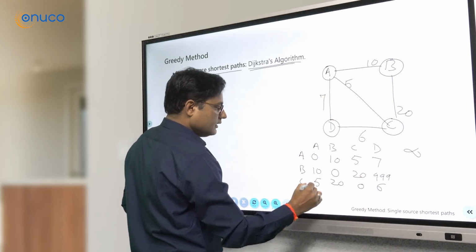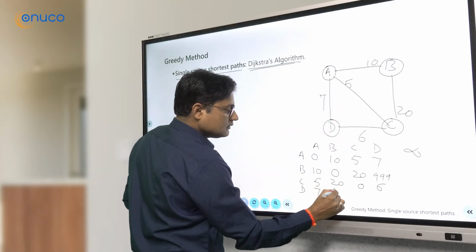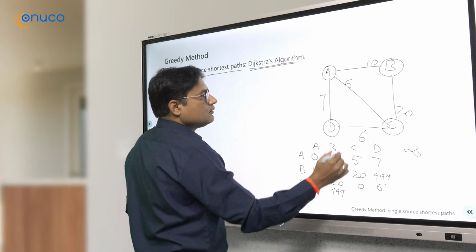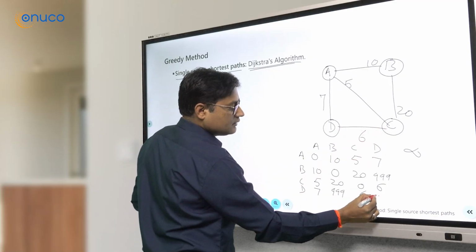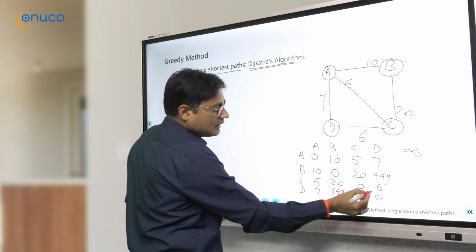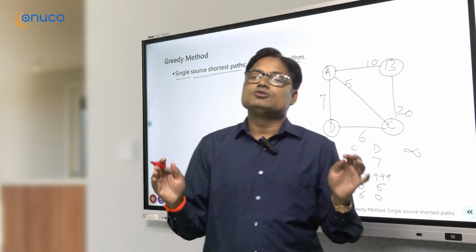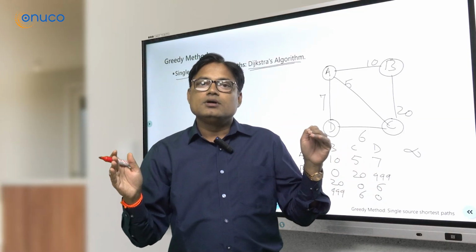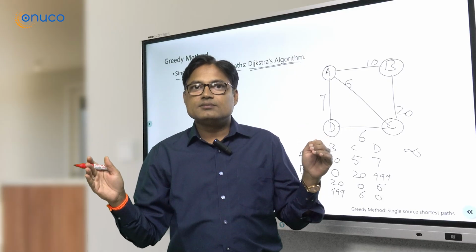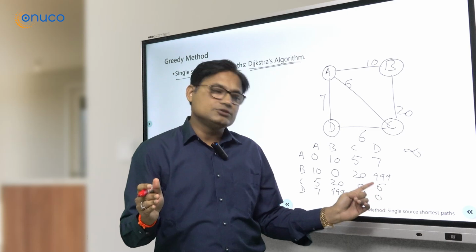D to A is 7. D to B, there is no direct path, hence it is 999. D to C is 6, and similarly D to D is 0. So you can see that the diagonal elements are 0 where source and destination are the same. So when you are writing the program, when I and J are both the same, it is a diagonal element, and those values will be 0 in the cost matrix.